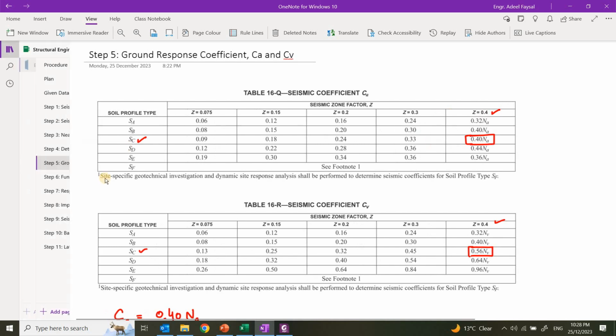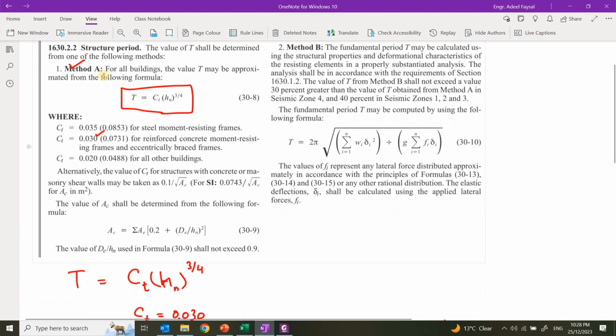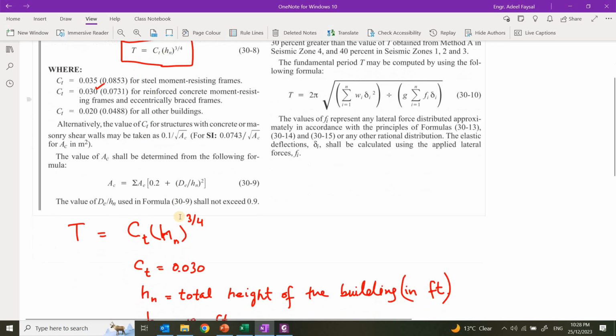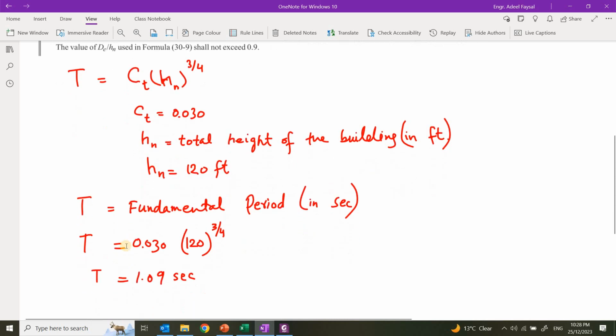So CA and CV are now calculated, and then the next step is to find the fundamental period T. We are using method A. Method B is a little bit more involved, so we're not using method B. We're using method A, which is simpler. So you just need to know CT and HN. CT depends on the structural type. In our case, it is reinforced concrete moment resistant frame. So we'll take CT equal to 0.030, and HN is the total height of the building, which is 120 feet. So there you go, T equal to 1.09 seconds.